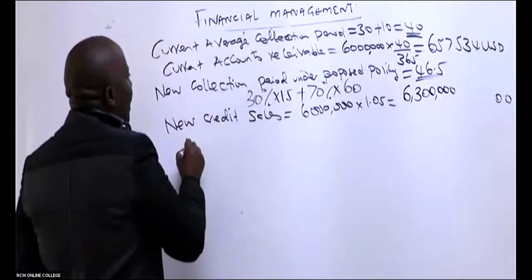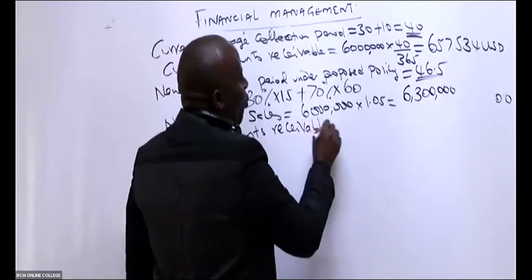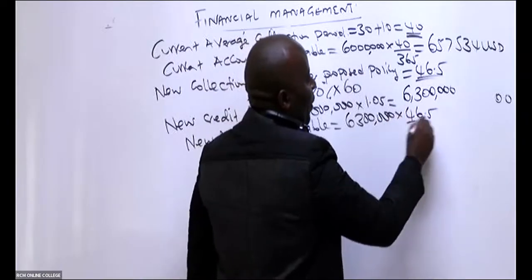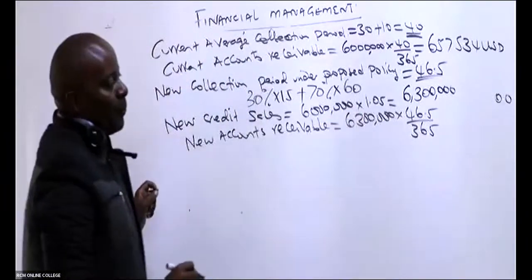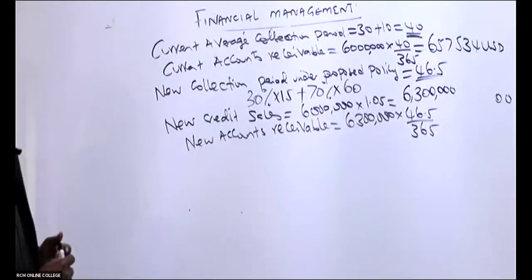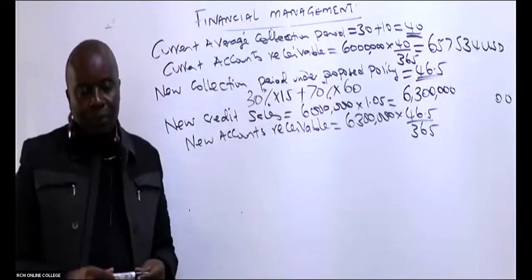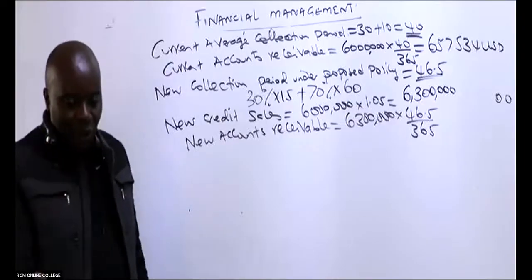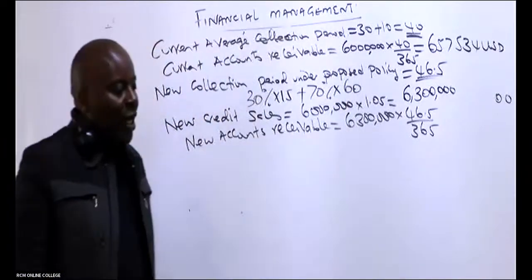Then come here and give me the new accounts receivable. The new accounts receivable will be our new sales times our new number of days divided by 365. Remember, this will be sales per day times those number of days. So give me the new accounts receivable, given our good gesture.